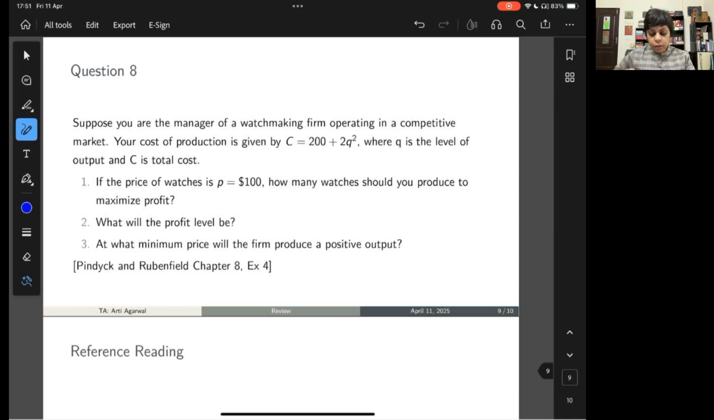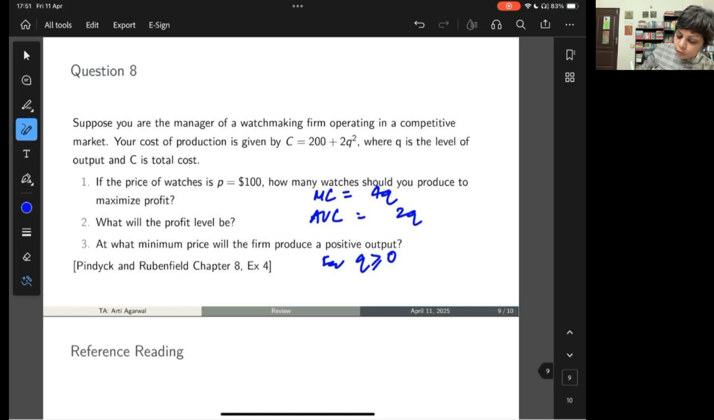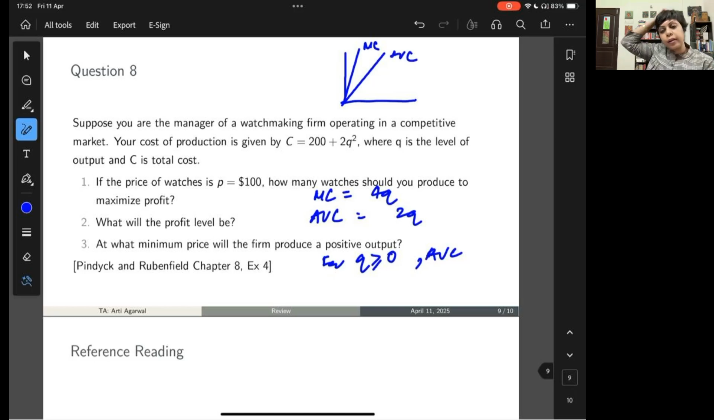What will we do over here? We calculate marginal cost is what? 4q. Average variable cost is 2q. Therefore, for q greater than or equal to 0, average variable cost is positive, is like, increasing. And this is exactly the same as the question I discussed in class today. This is one and this is the other. Which is which? This is marginal cost, this is average variable cost, right? So for all values of q greater than 0, the firm will produce a positive output.